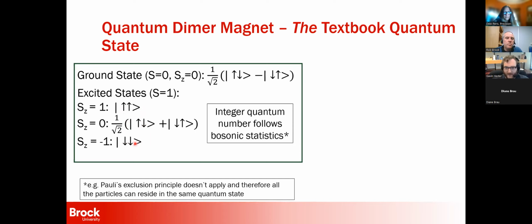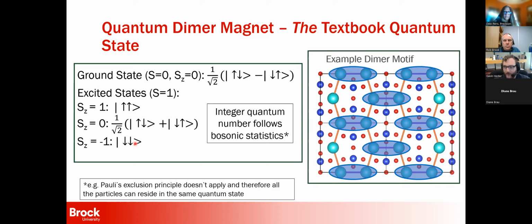What's important about this is that all of these S_z numbers are actually called quantum numbers. And there's an important property in quantum mechanics where if you have an integer quantum number, so 1, 2, 3, 4, 0, etc., then the system must follow what's called bosonic statistics. Really what this means is that Pauli's exclusion principle doesn't apply. Pauli's exclusion principle says that two electrons can never be in the same exact quantum state at the same time. But it turns out if you entangle the electrons, then they can all enter the same quantum state. And so this allows us to go to these more exotic systems where you can be all in the same state.